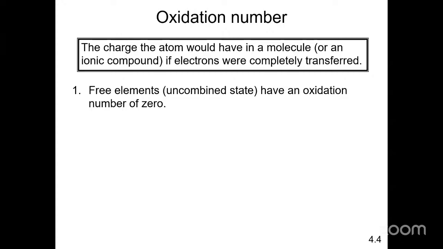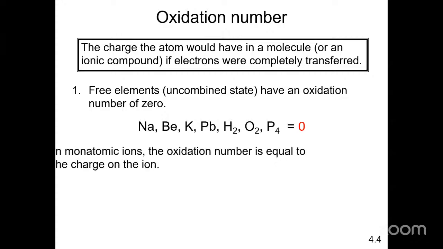So if you have chlorine by itself, or sodium by itself, or lead by itself or cadmium, if it's by itself, not combined with anything else, then we can assume that the oxidation number of that element is 0, all right? The next rule, and here are some other examples right here, right?